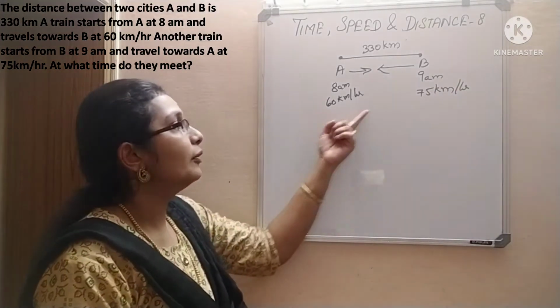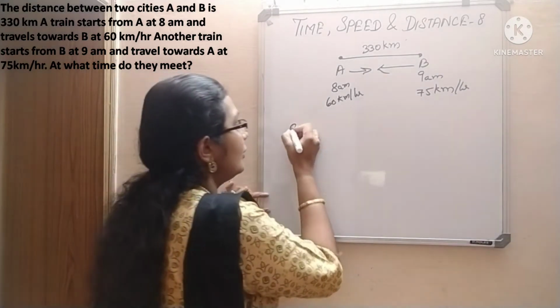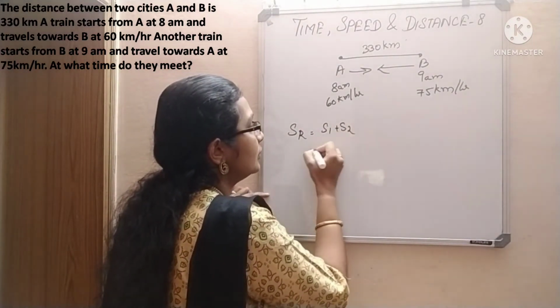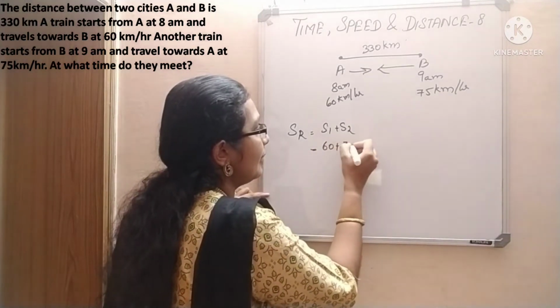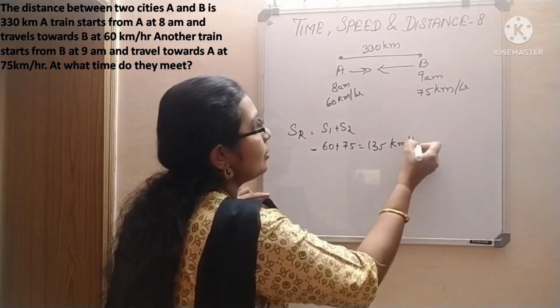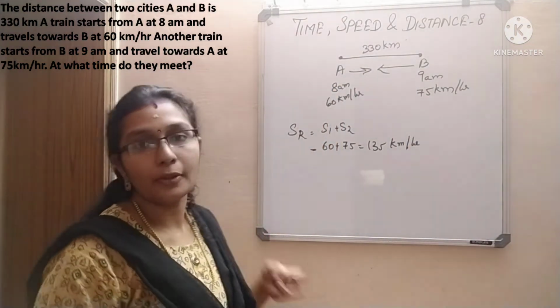Okay, so they are moving in opposite direction. So their relative speed is S1 plus S2. It is 60 plus 75, which is equal to 135 km per hour. Next, what you will say? You have distance, so you will proceed.